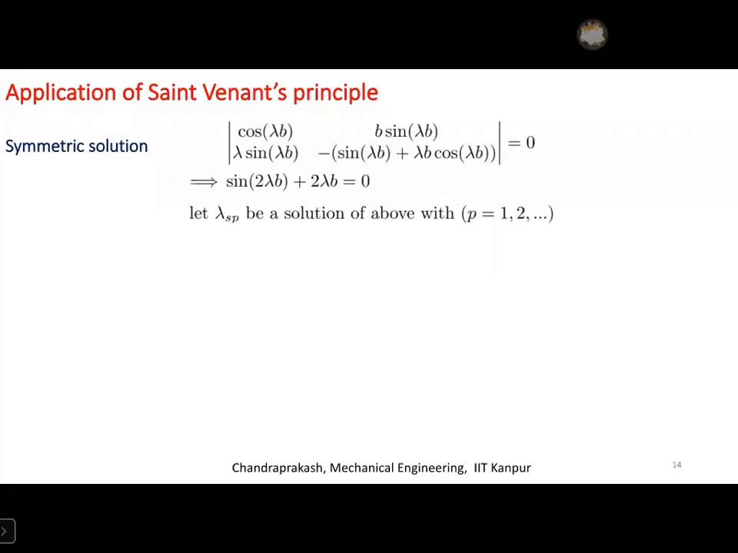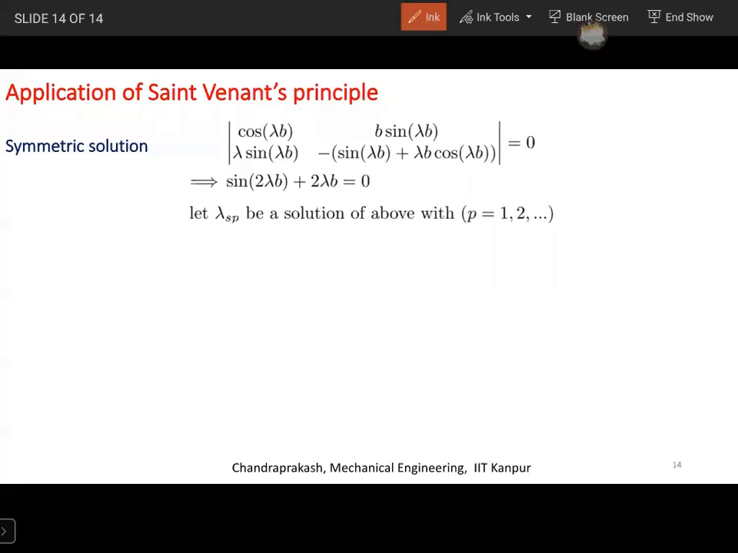How do you identify lambda? There are various ways. All we are saying is sine x plus x equals 0, and we need to identify the values of x and divide it by 2b. The easiest way to get the solution is to plot it. You plot this function, and let's call it capital G of lambda.